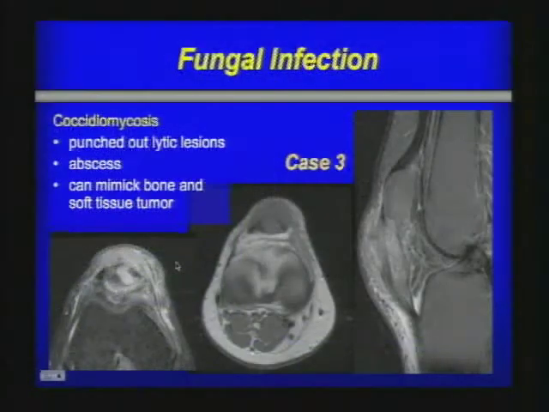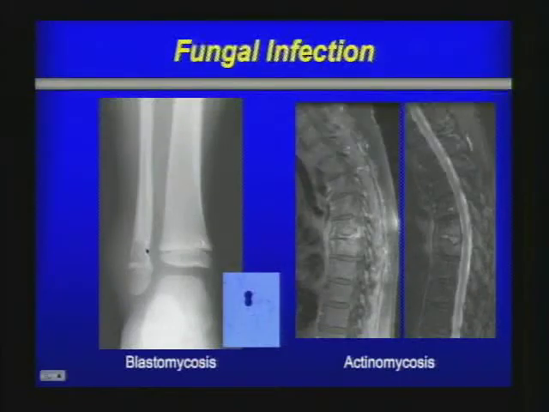This is an example which I showed you. This was case number 3. This was that patient that had Hodgkin's disease, and she acquired this infection, and it turned out to be coccidioidomycosis, and she was immunosuppressed, so that may be one of the reasons why she had this really bad infection with coccidioidomycosis. This is a case of blastomycosis.